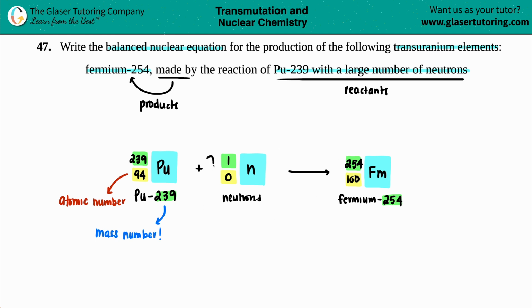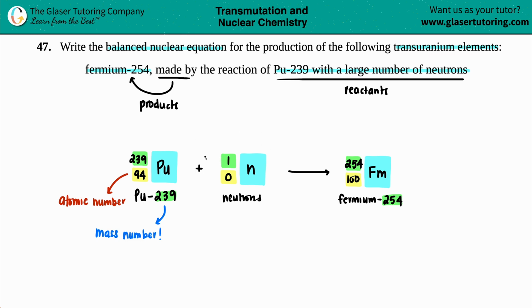Now let's just say if I put a 2 in front of here, right? How many neutrons would I have? I have 2 of them, and 2 times 1 would tell me that I have 2. So if I say 239 plus 2, that's 241. That's still not 254.